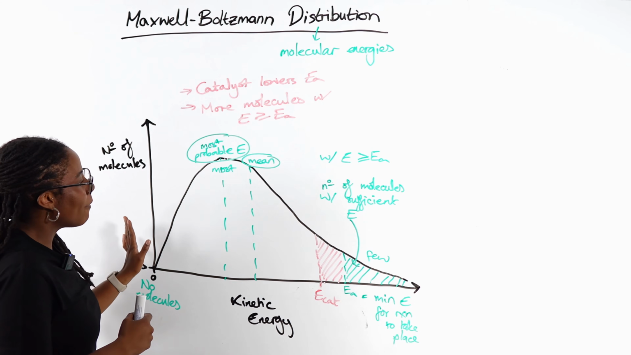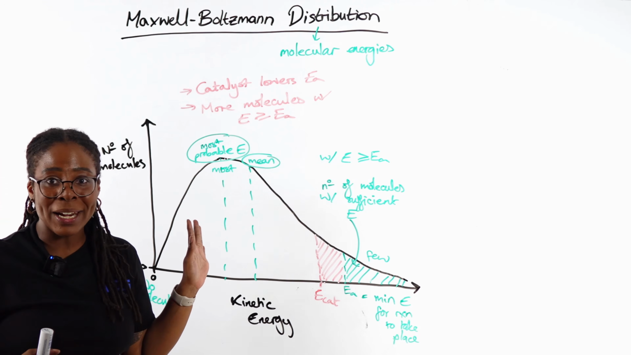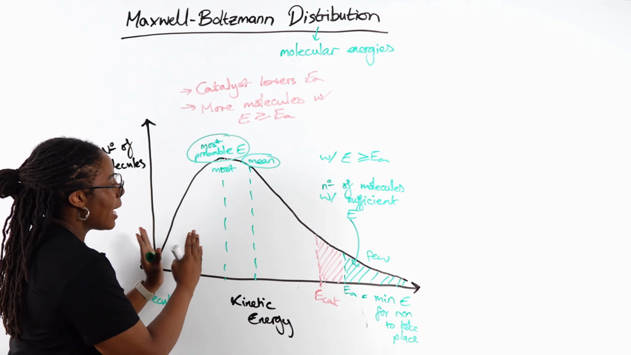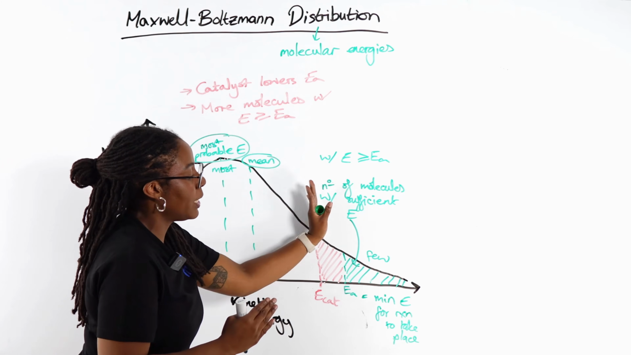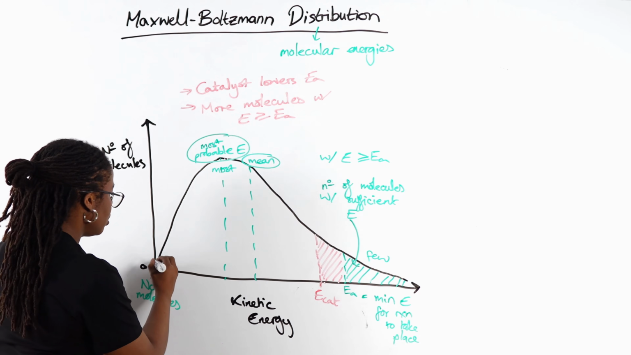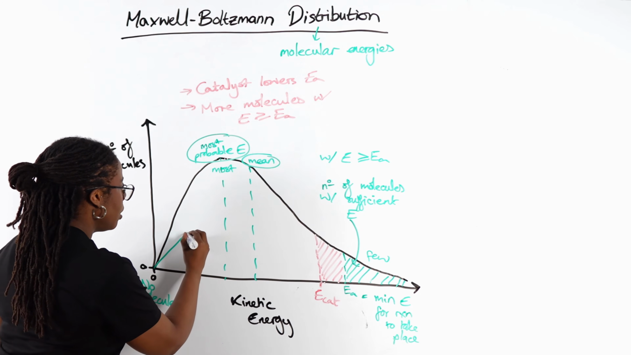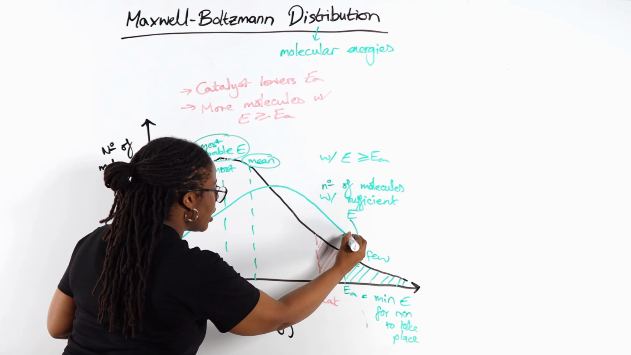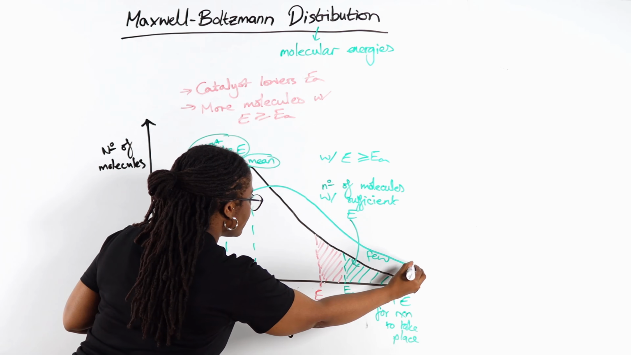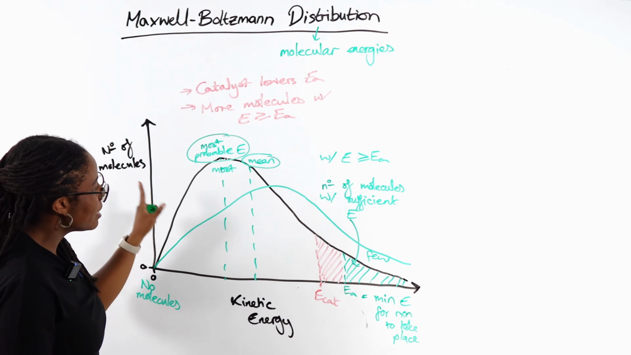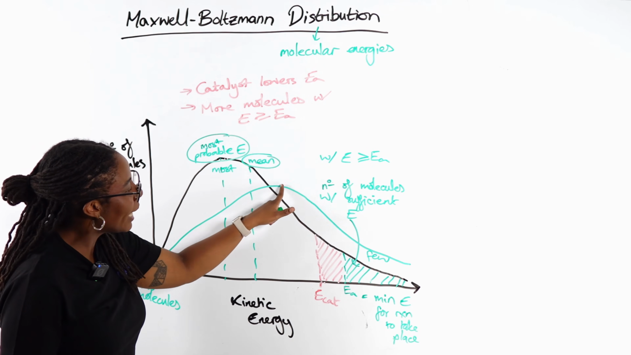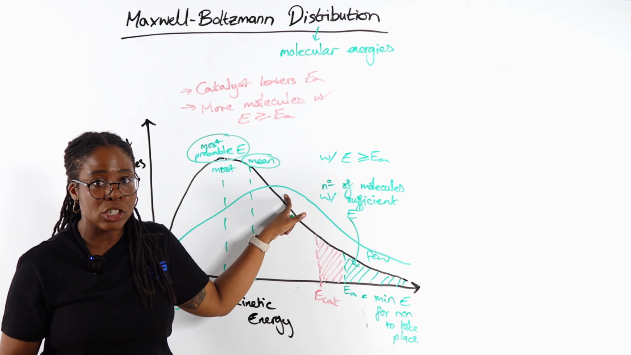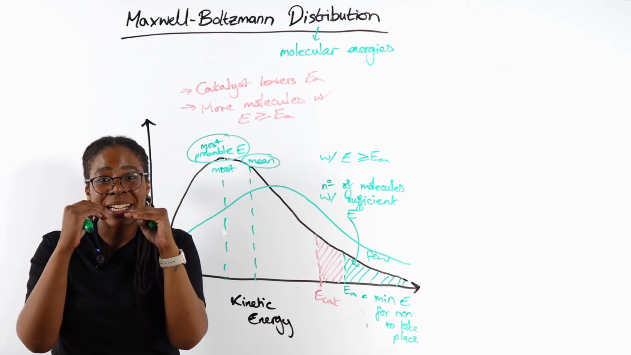So how would that affect your distribution of molecular energies? Well, if your molecules now have more energy, then your molecular energies are going to be shifted to higher energy. So we're going to shift over to the right, and then still the general shape, same shape as before, but notice that the peak is slightly over to the right. We've increased the most probable energy, and the peak is slightly lower.